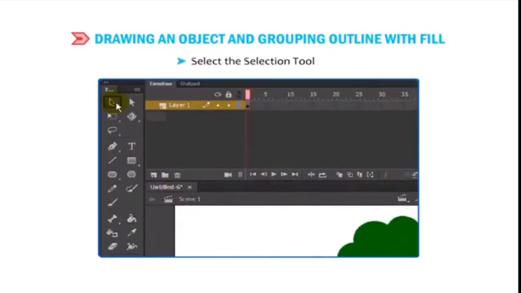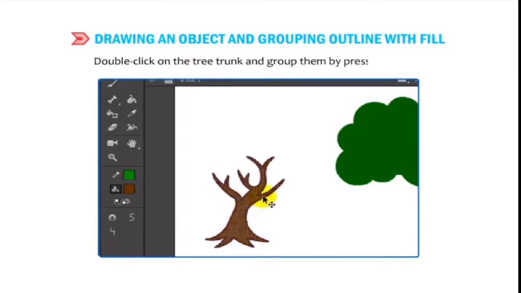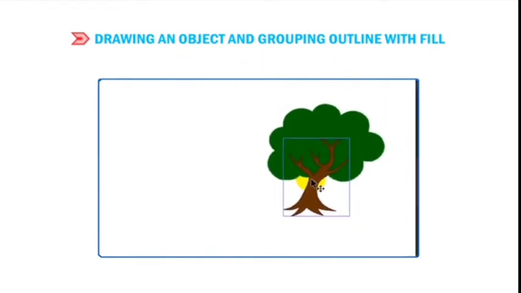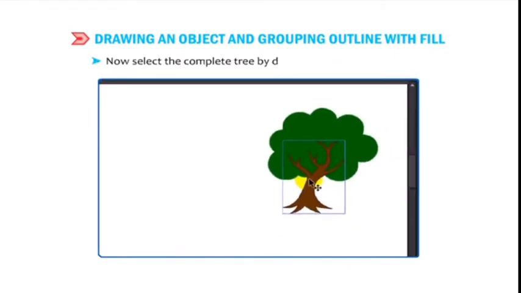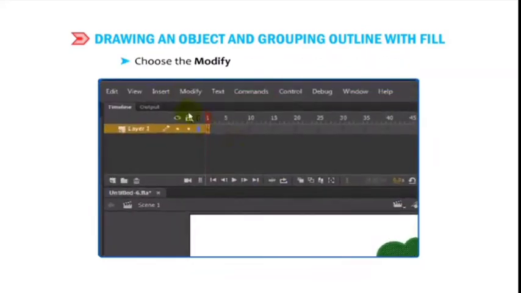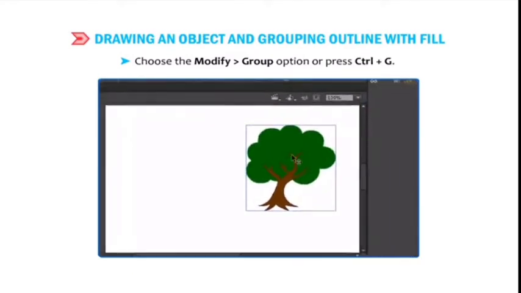Select the selection tool. Double-click on the tree trunk and group them by pressing Ctrl+G. Drag the tree trunk over the tree top. Now select the complete tree by dragging the mouse around it. Choose the Modify, then go to Group option or press Ctrl+G.